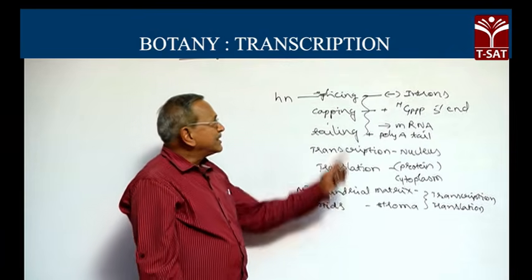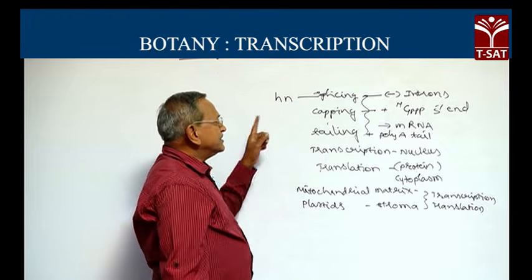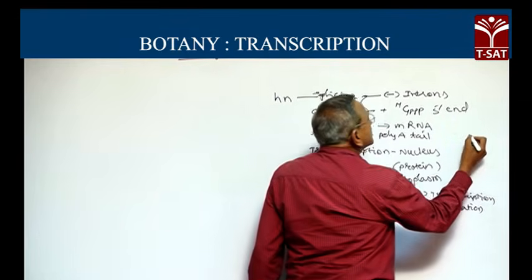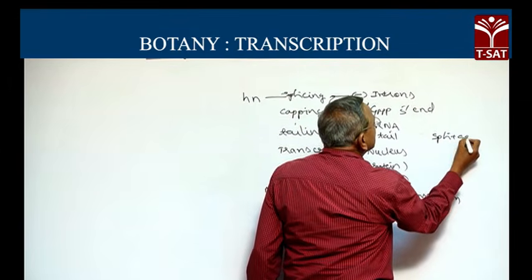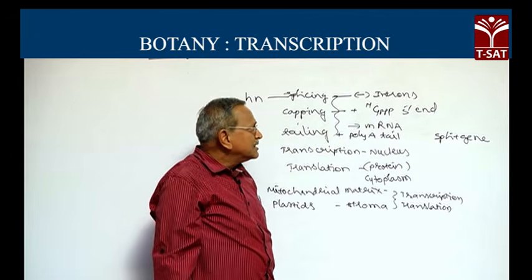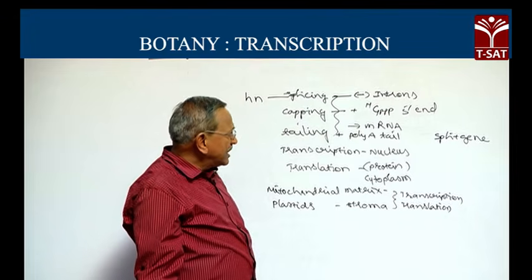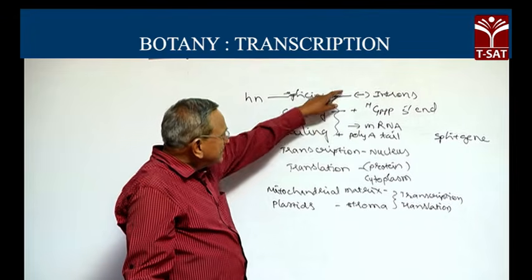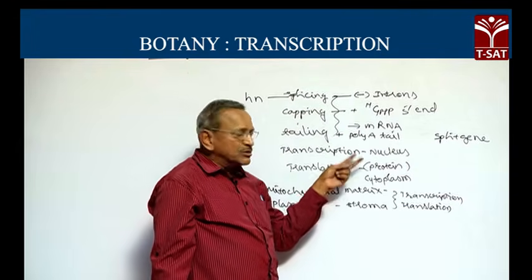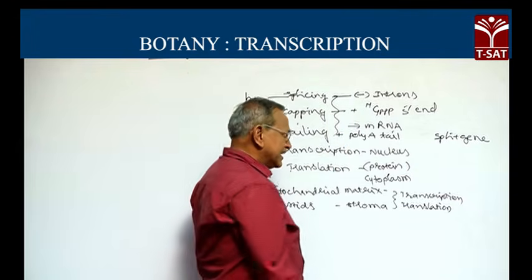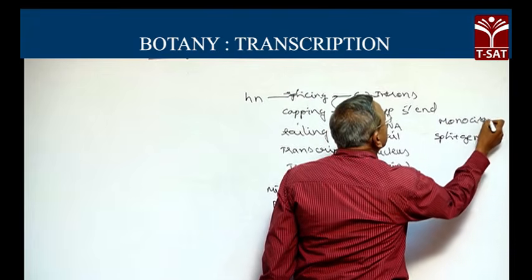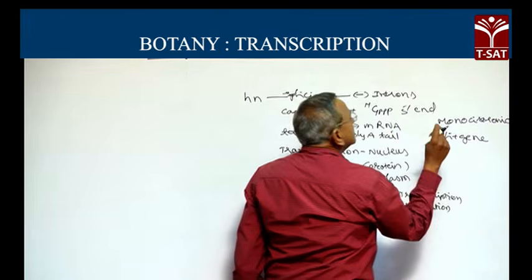Since introns are removed, the type of gene in eukaryotic organisms is called split gene. Why is this called split gene? The intron portions are removed. The primary transcript is not undergoing translation. It is subjected to processing where certain portions are removed, certain portions are added. So, the eukaryotic genes are monocistronic and also split genes.